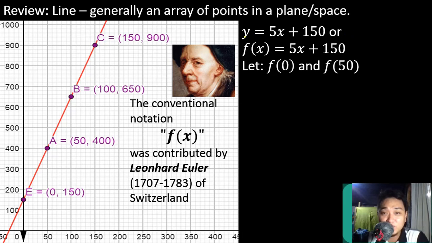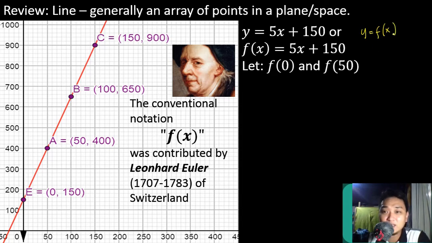By the way, yung notation na y, pwede rin po natin yung palitan ng f of x. Ang nakadesenyo po nung ganitong notation si Leonard Euler. The conventional notation fx was contributed by Leonard Euler of Switzerland at nabuhay siya noong 1707 and 1783. Isa po siyang napakatanyag na mathematician. So, paano ba ginagamit yung notation ni Leonard Euler? Basta lagi nyo lang pong tandaan na yung y is also equivalent to fx. Pareho lang po yung gamit nila.